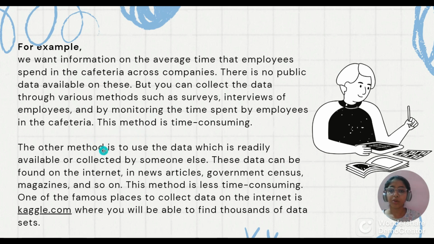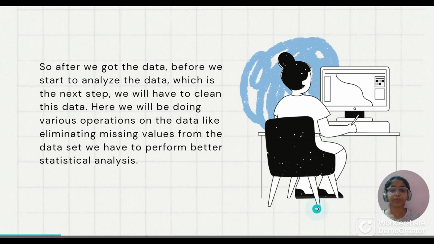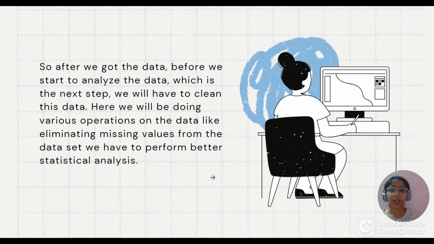The other method is to use the data which is readily available or collected by someone else. These data can be found on the internet, in news articles, government census, magazines, and so on. This method is less time consuming. One of the famous places to collect data on the internet is kaggle.com, where you can find thousands of data sets.